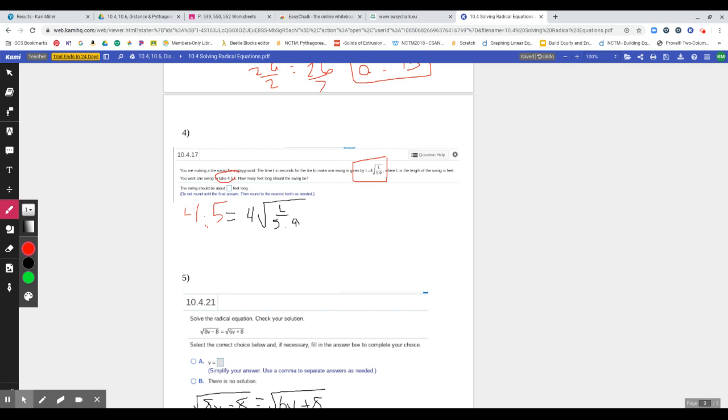Now, with this problem, what we're going to do first is get the radical by itself. So we're going to divide by 4. Notice it says do not round until the final answer. So 4.5 divided by 4 is 1.25, which equals the square root of L over 5.9.